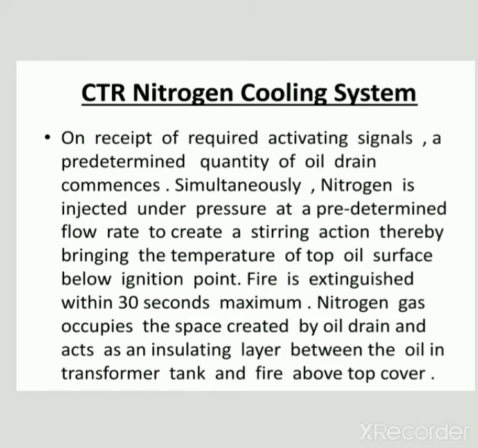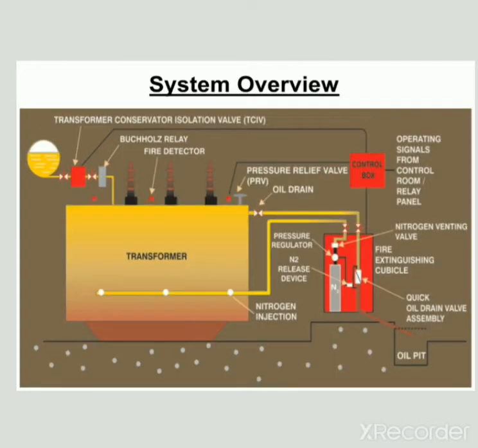Nitrogen gas occupies the space created by the oil drain and acts as an insulating layer between the oil in the transformer tank and the fire above the top cover. This is the overall transformer system overview, which is exactly as connected. Firstly, we see the big area of the transformer tank.